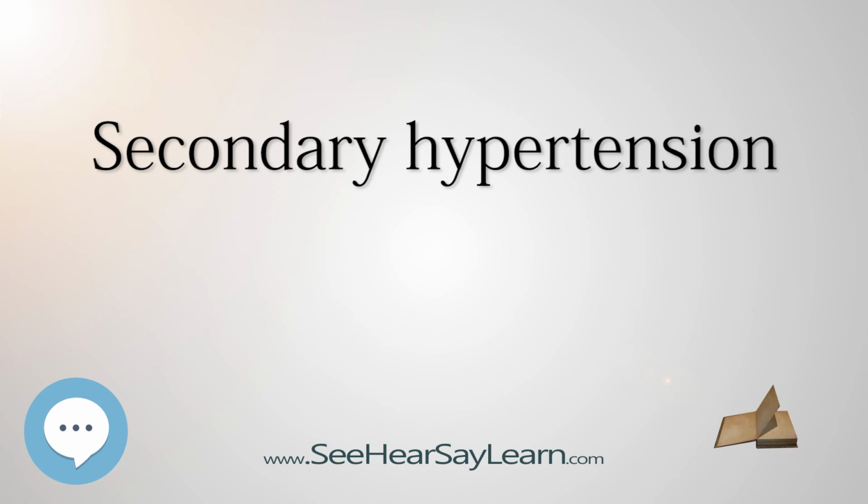Diagnosis. The mnemonic can be used to help determine a secondary cause of hypertension. A. Accuracy, apnea, aldosteronism. B. Bruits, bad kidney. C. Catecholamines, coarctation of the aorta, Cushing Syndrome. D. Drugs, diet. E. Erythropoietin, endocrine disorders.